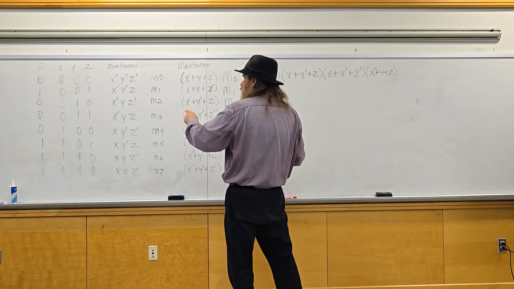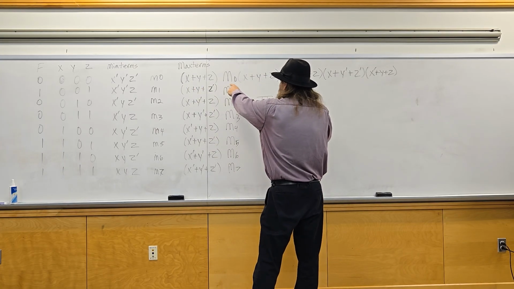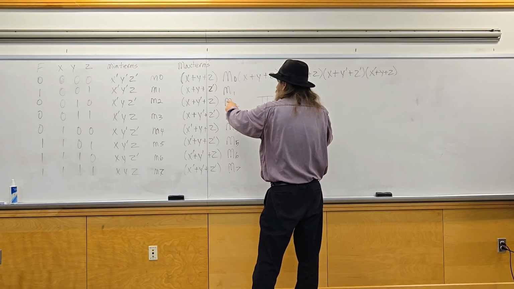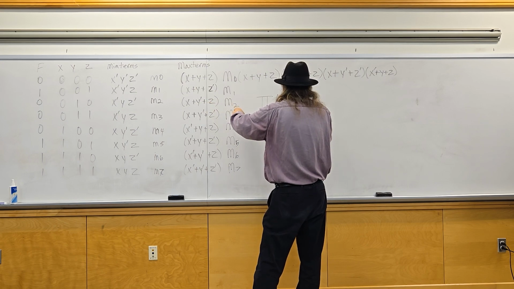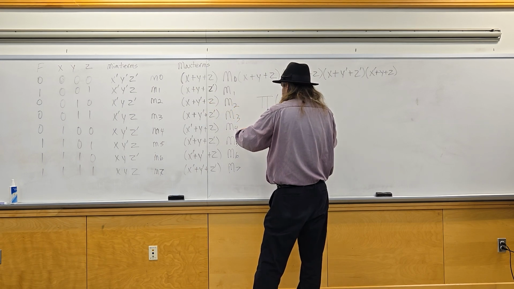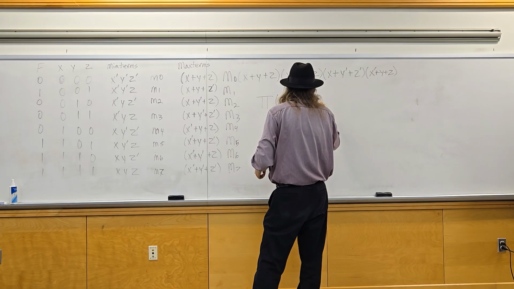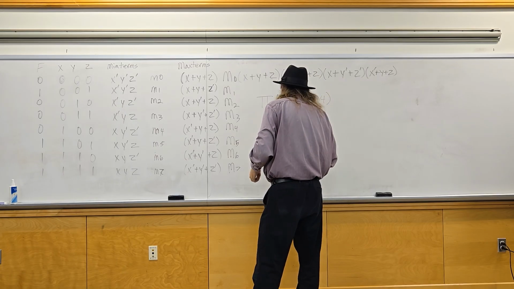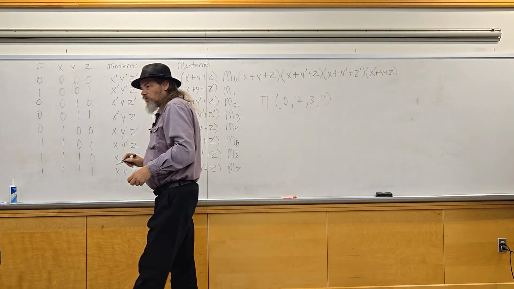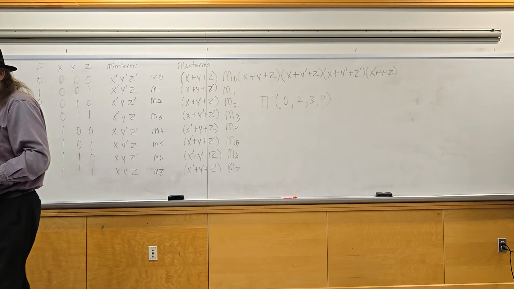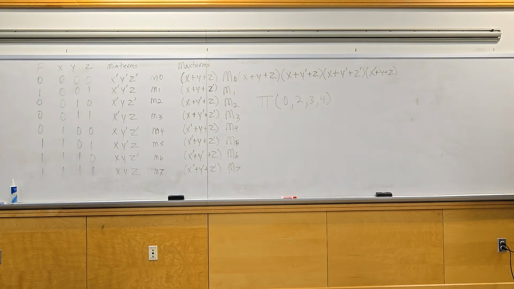So we're using 0, 2, 3, and 4. So the notation for the product of max terms would be Pi, like the product sign that you would use in algebra or calculus.